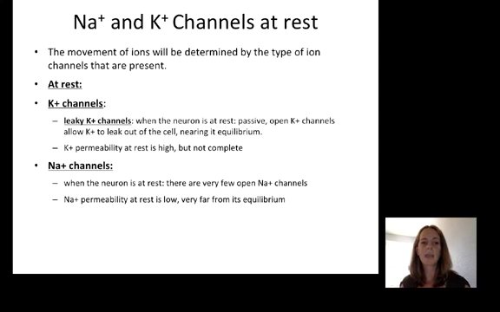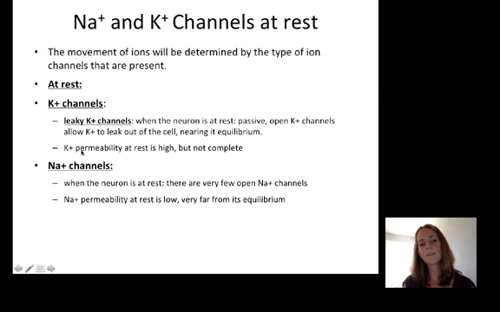At rest, we have both potassium channels and sodium channels. Turns out that at rest, we have some leaky potassium channels. So when the neuron is at rest, we have some passive potassium channels, they don't require signals, that are always allowing potassium to leak out. This is actually one of the reasons why the inside of the cell is very negative.